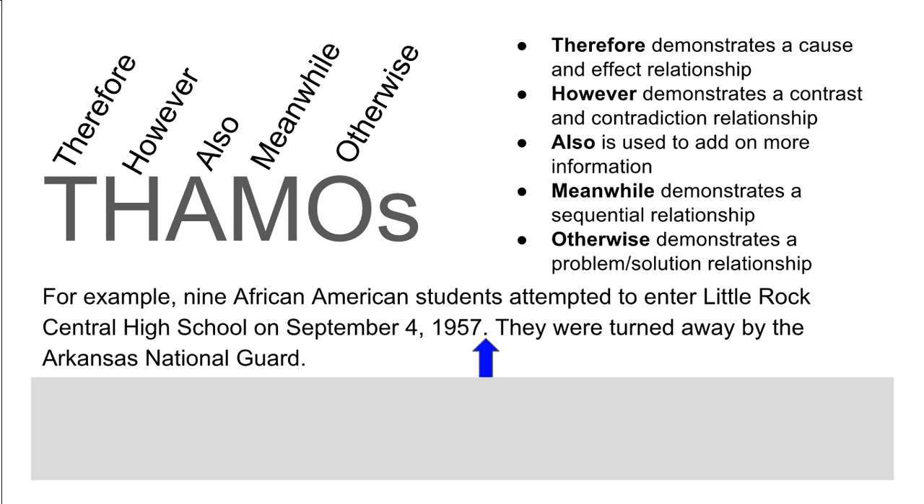So I would expect when students enter a high school, they would be invited in. However, the exact opposite happened. They were turned away by the Arkansas National Guard. So once again, this demonstrates a contrast and contradiction relationship. So I would use the word however. So when I rewrite my sentence, I would replace the period with semicolon, however, comma.